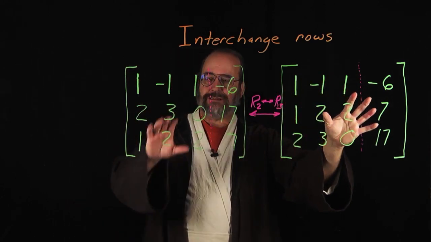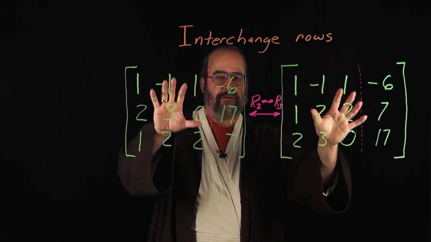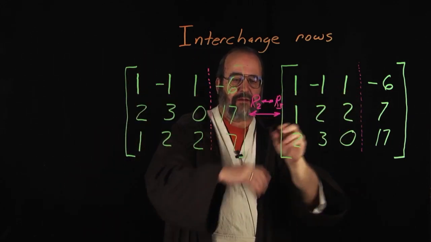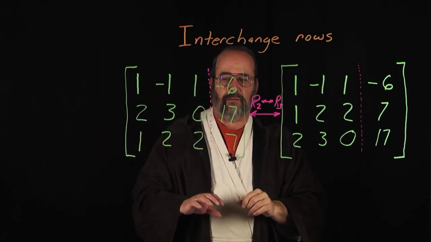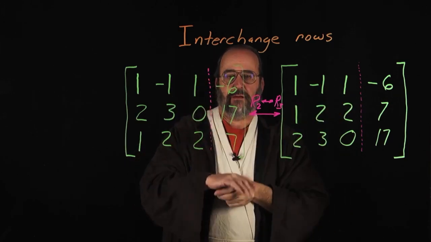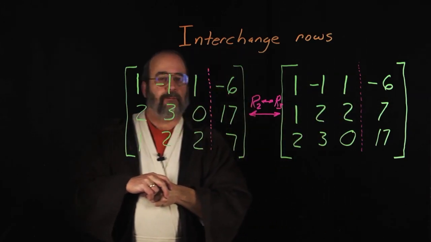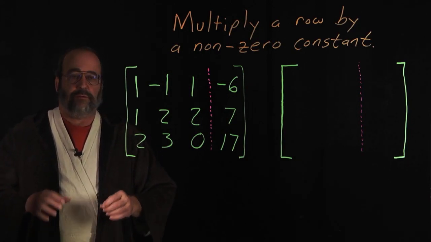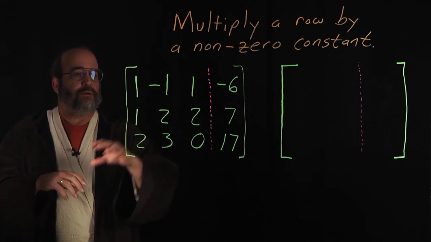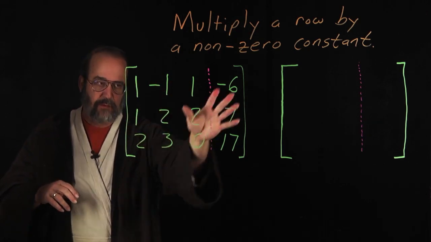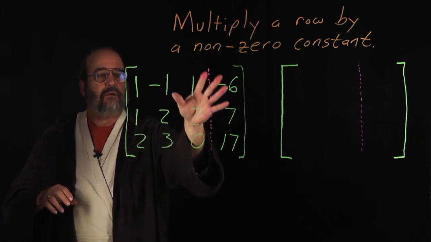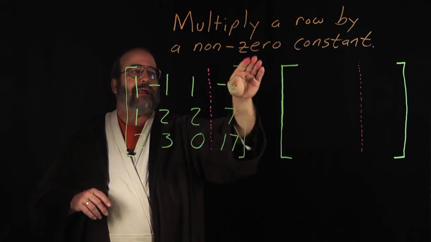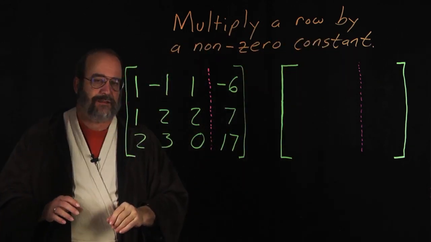This matrix is exactly the same value-wise as this one over here. These two, I could put literally an equal sign right in here. These are equivalent matrices. The next operation that we can do to manipulate or change our matrix, and here's where we left off. Now we can multiply a row by a non-zero constant.